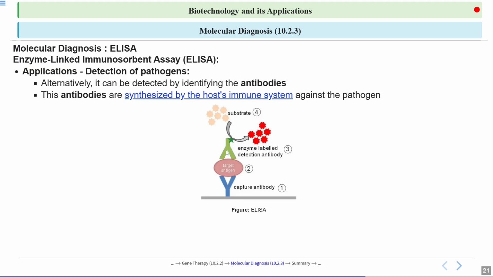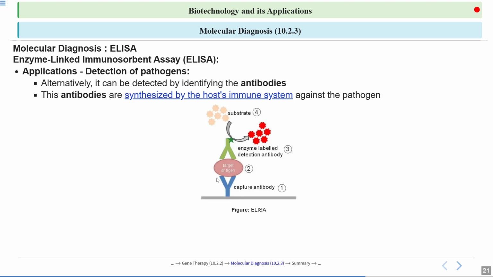Now comes the other antibody. Which antibody? An antibody which has an enzyme label, means it has an enzyme. What does this enzyme do? This enzyme has the ability to convert a chromogenic substrate into a particular color. So how will we understand that this antigen or antibody is present? First we have this capture antibody, which we know is specific against this target antigen. Here the target is the antigen.